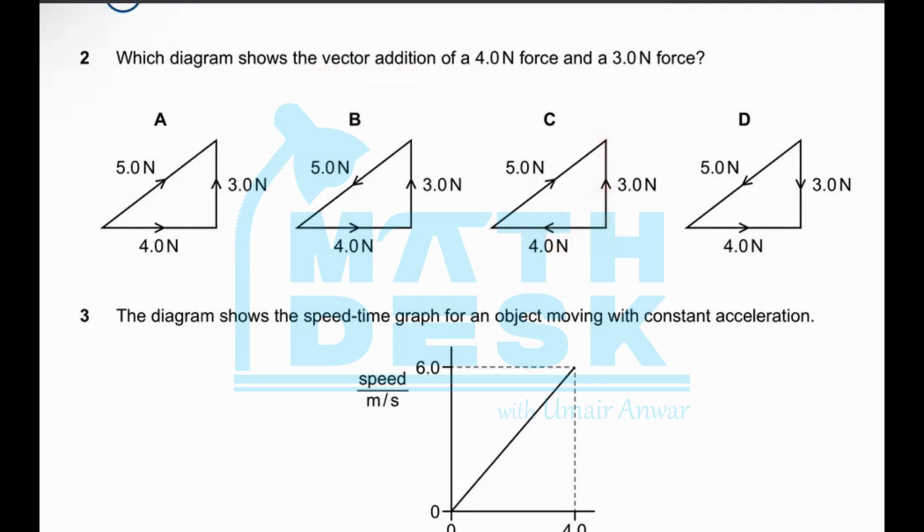In part B, we can see that the first vector is drawn 4 Newton and on the head of it, the second vector is drawn 3 Newton. But the problem here is that the direction of the resultant vector is not in accordance with the triangular rule. It should have been like this. So in part A or the choice A, the vector addition is drawn according to the triangular law. First vector, then on the head of it, the second vector. The tail of the first vector is connected to the head of the last vector. So part A should be the answer of this question.